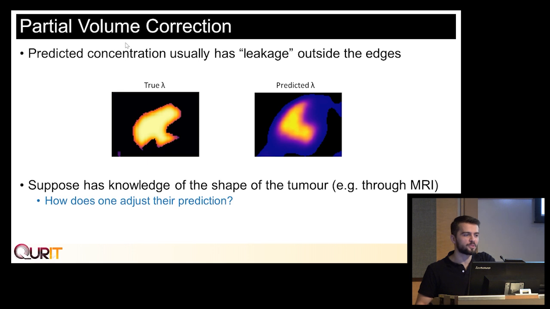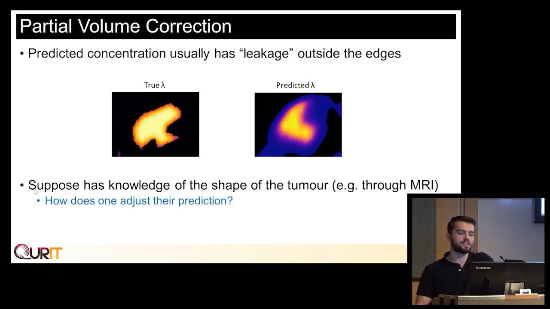So partial volume correction, this is something that's occasionally used in PET. Here's a really small region that represents a tumor. This is the true lambda, which I know because I'm doing a simulation, and the predicted lambda. In the predicted lambda, there's leakage outside the tumor.